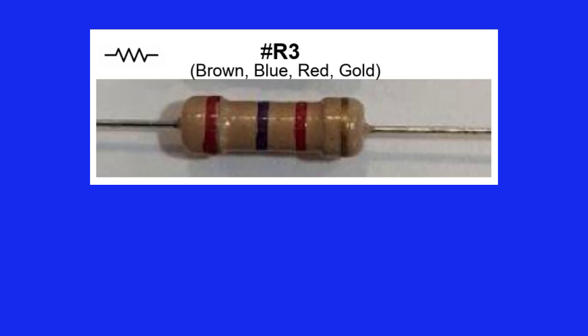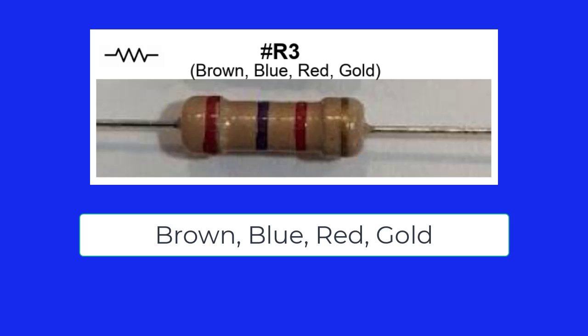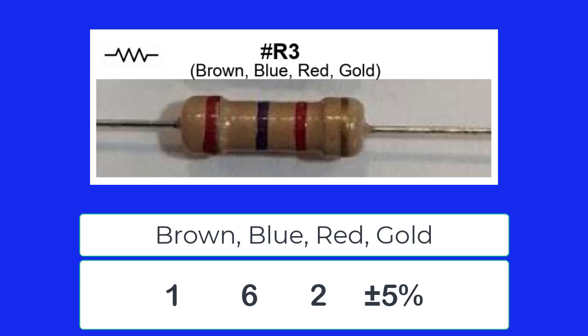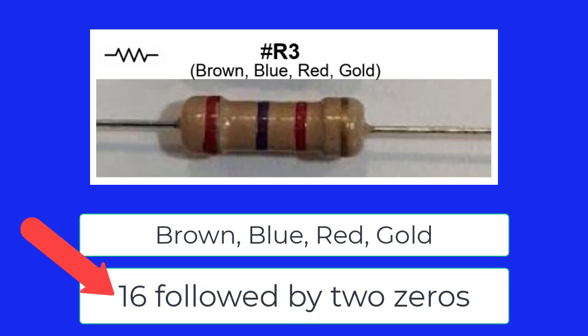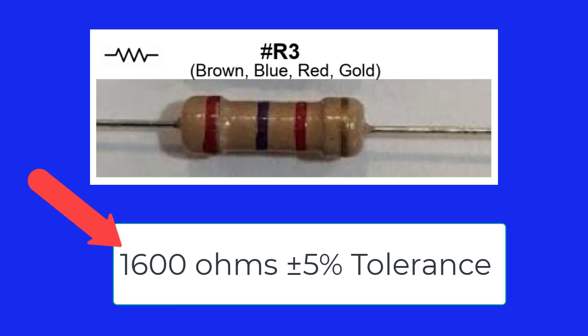The color bands of the third resistor are brown, blue, red, and gold. That gives us 1, 6, 2, with a tolerance of plus or minus 5%. Therefore, the nominal value of this resistor is 16 followed by 2 zeros, or 1600 ohms, or 1.6K ohms.